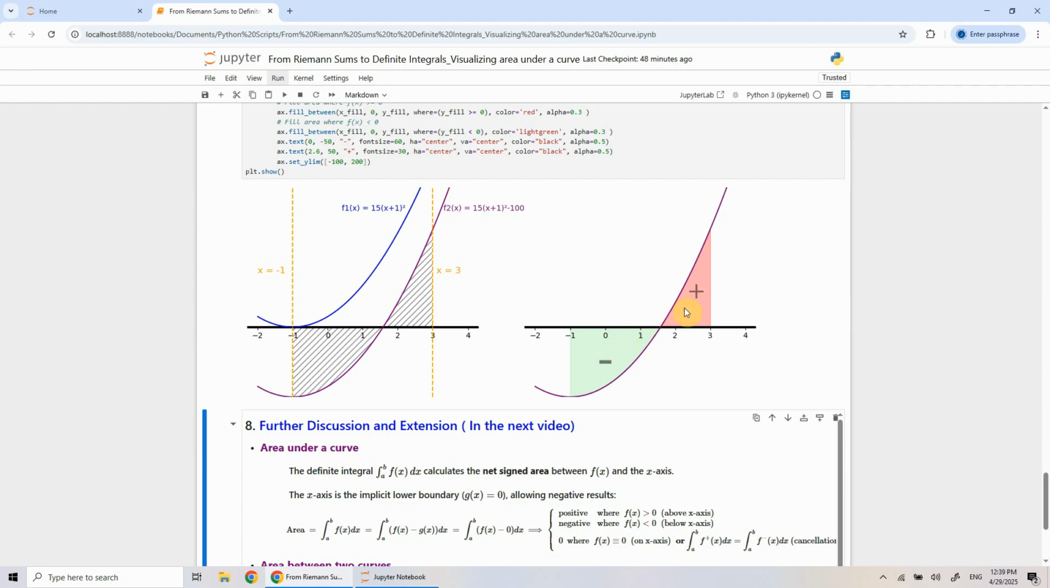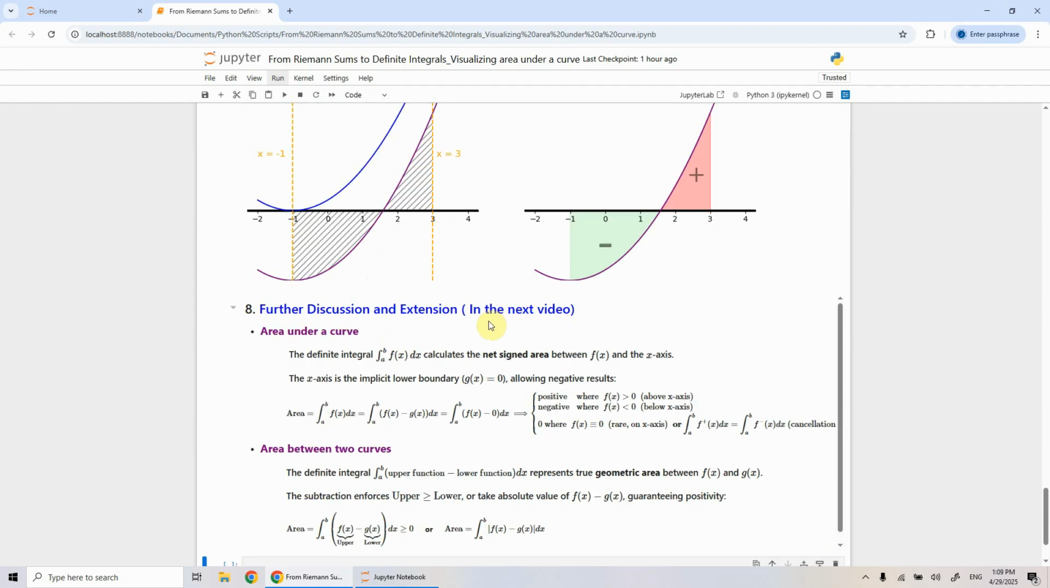If the red area is larger, the total area is positive. If the green one is larger, then the total area is negative. Or if both are equal, then the total area is 0. The definite integral is 0.